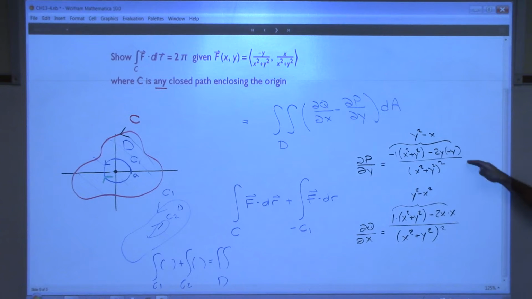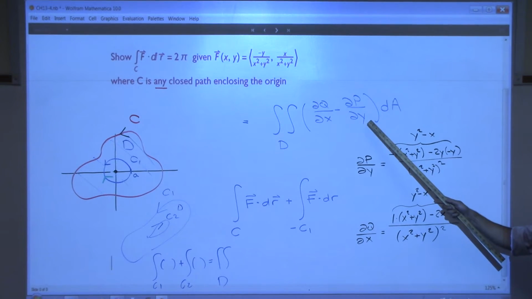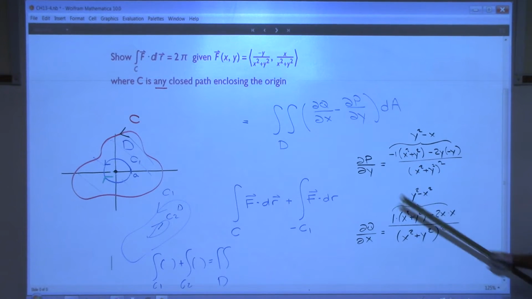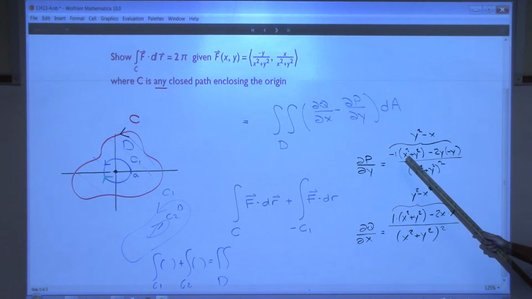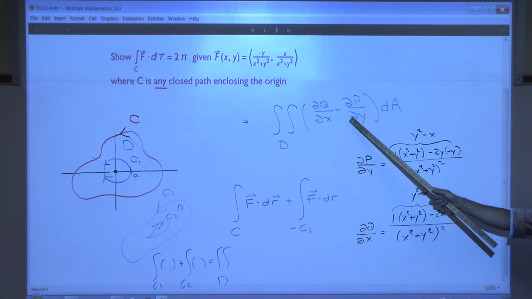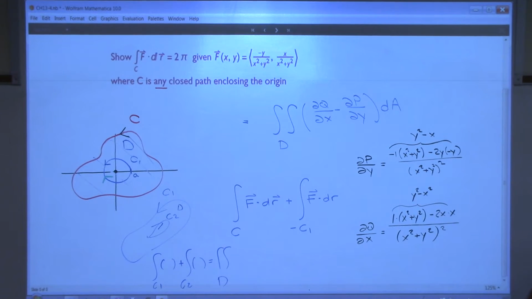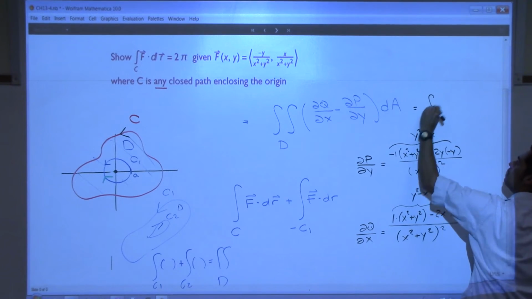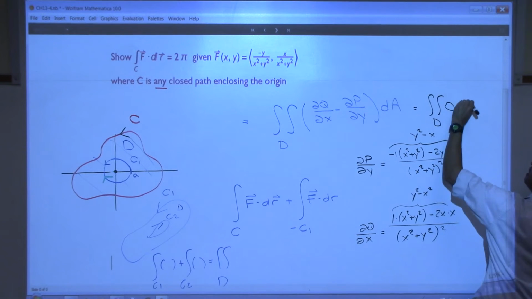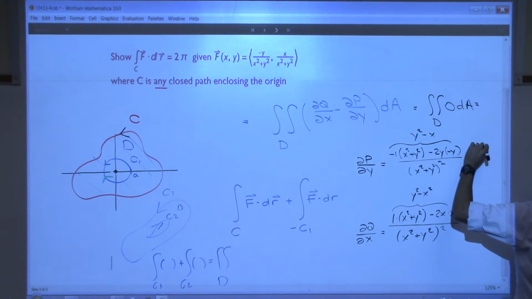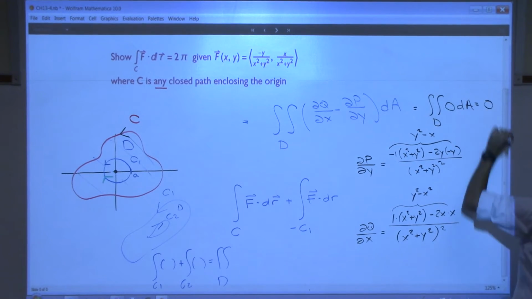So these are the same. And I'm subtracting them. I'm supposed to take this one, subtract this one. So this is what? 0. And the double integral of 0 is 0. Okay.